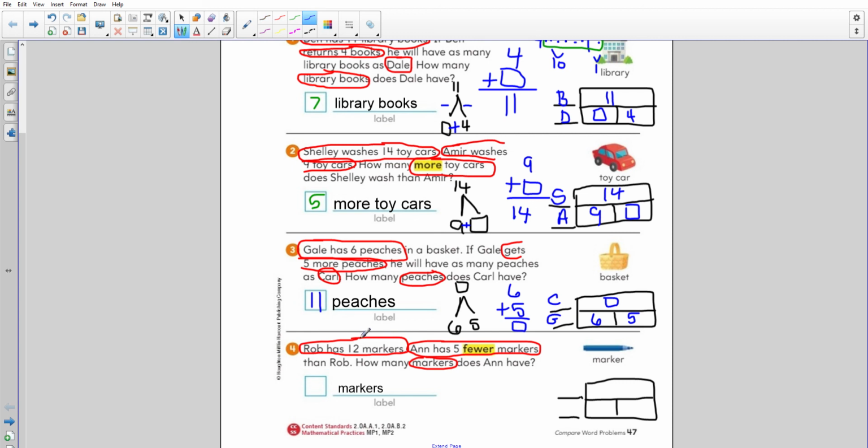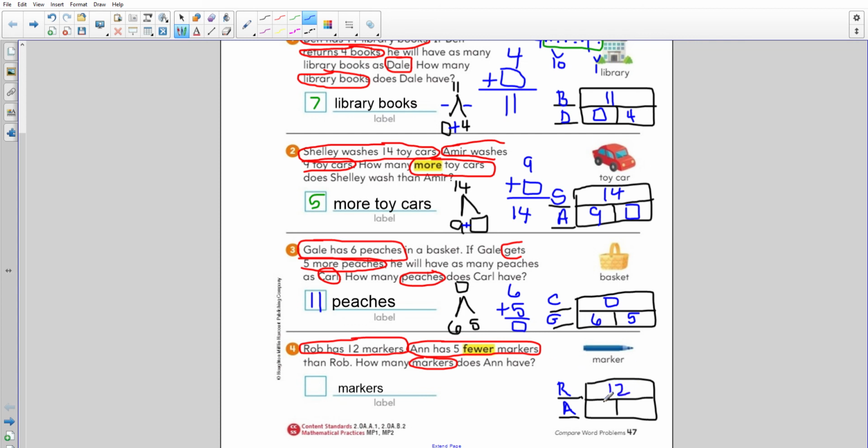So let me think. Rob has 12. Ann has 5 fewer. So I ask myself, who has more and who has fewer? Well, it already tells me Ann has fewer, which means, of course, Rob has more. From there, I ask myself the question, do I know how many Rob has? Do I? If you said yes, you're right. But how many does Rob have? Correct, 12. So that number would go at the top.